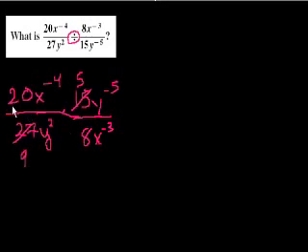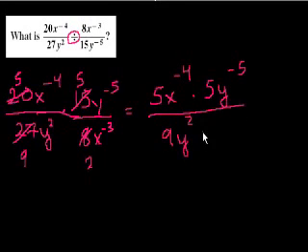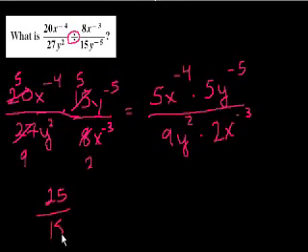If you divide this by 2 or 4, you get 5. If you divide this by 4, you get 2. And let's see. I don't want to do too many steps all at once. So you get 5x to the minus 4th times 5y to the minus 5th. All of that over 9y squared times 2x to the minus 3. So let's see. Let's get all the numbers out. So that is equal to, see, 5 times 5 is 25. 25 over 9 times 2 is 18.